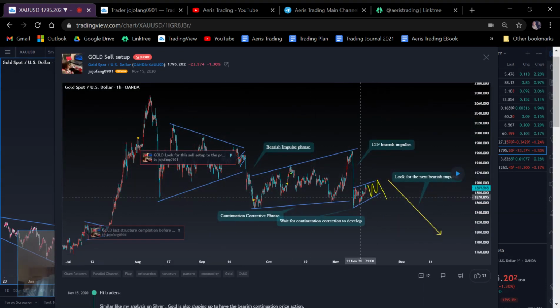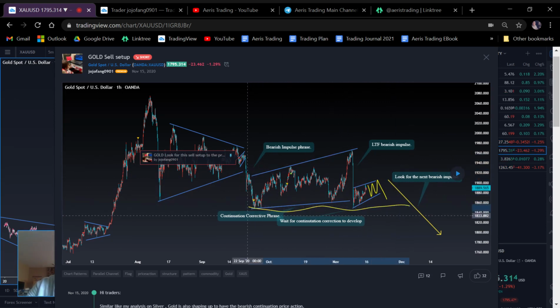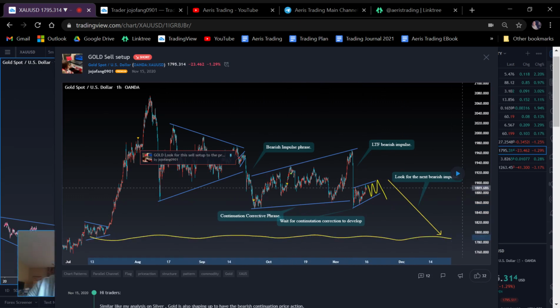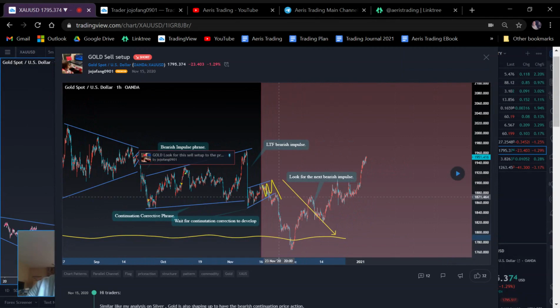Same idea here. We're looking at if the correction already broke out of the previous correction, selling a take profit to the low doesn't make sense, and that's why you look for the next swing low as a potential target. And this is what price did, right?